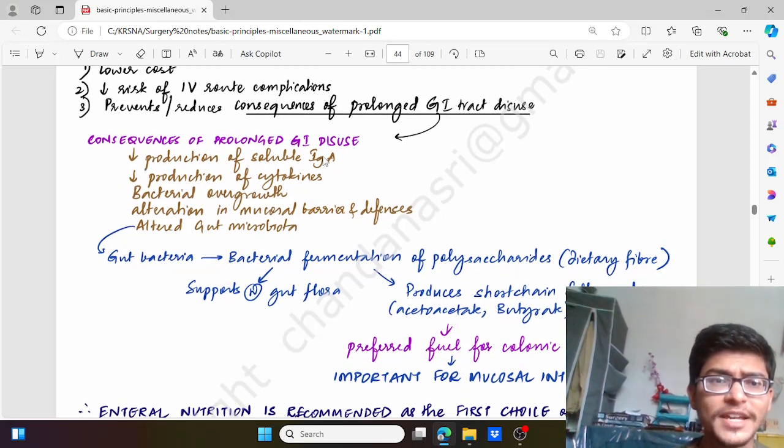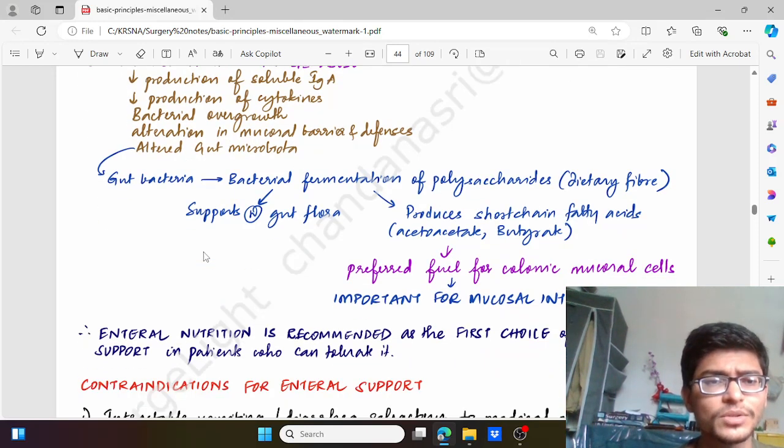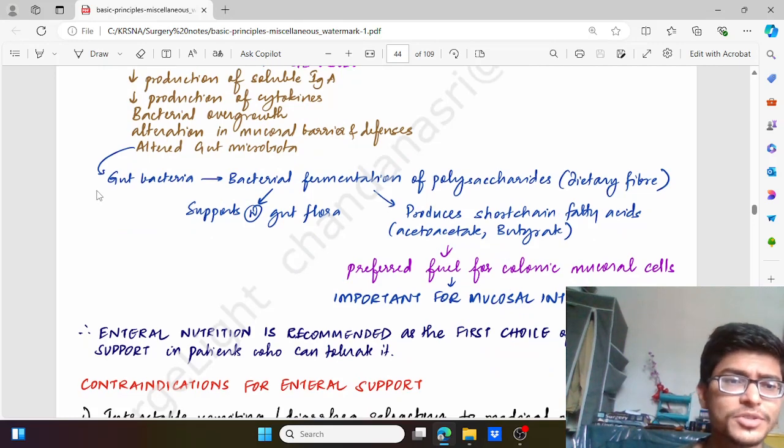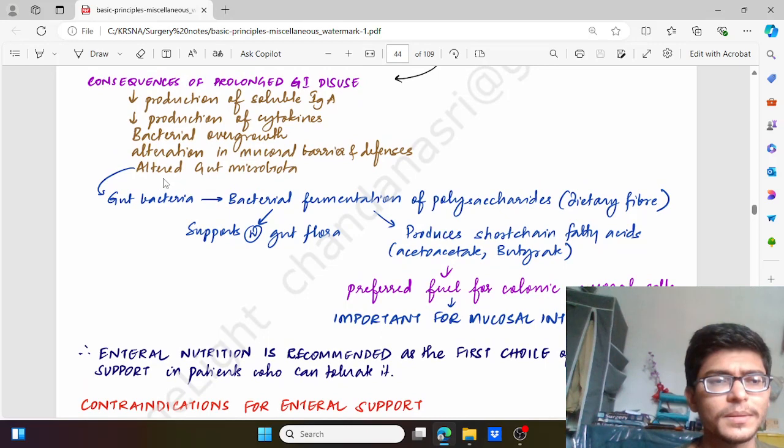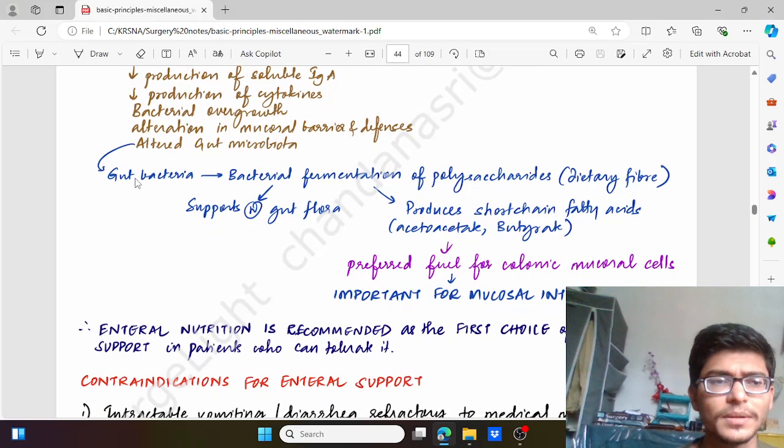डिक्रीज प्रोडक्शन ऑफ soluble IgA, तो इम्यूनिटी अफेक्ट हो रही है, डिक्रीज प्रोडक्शन ऑफ साइटोकाइंस, बैक्टीरियल ओवरग्रोथ, तो इन्फेक्शन हो सकता है, ऑल्टरनेशन इन म्यूकोजल बैरियर एंड डिफेंसेस, तो म्यूकोजल डिफेंस बैरियर वीक हो सकता है, रिजल्टिंग इन इन्फेक्शन एंड अल्टर्ड गट माइक्रोबायोटा. सो जो हमारे गट का नेचुरल बैक्टीरिया है वो अफेक्ट हो जाएगा एंड इट मे रिजल्ट इन इन्फेक्शन लाइक स्ट्रेप pseudomembranous colitis.